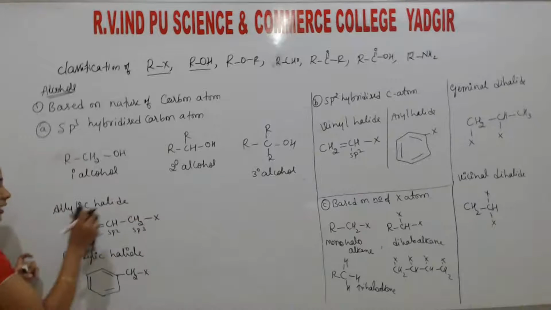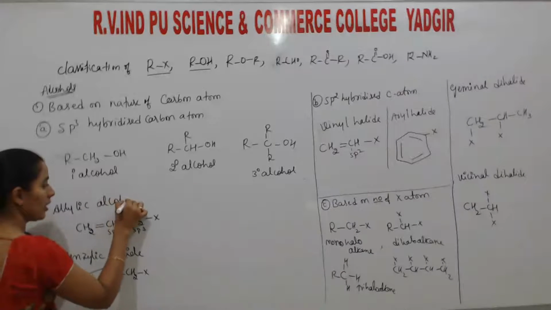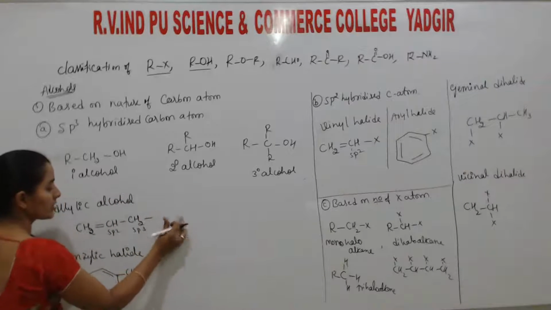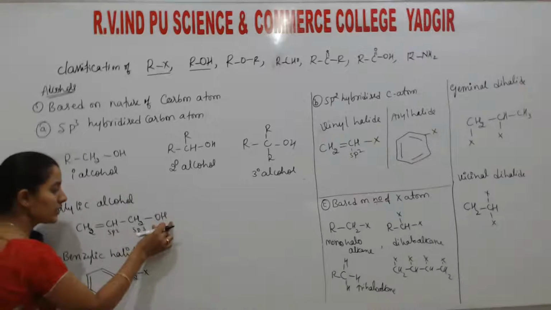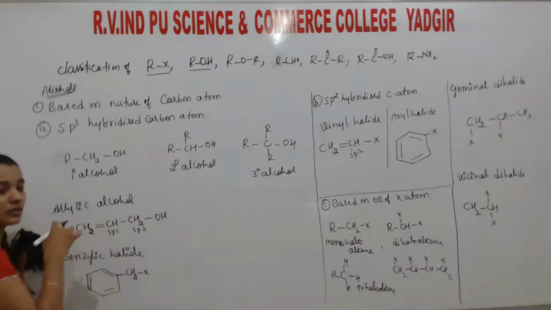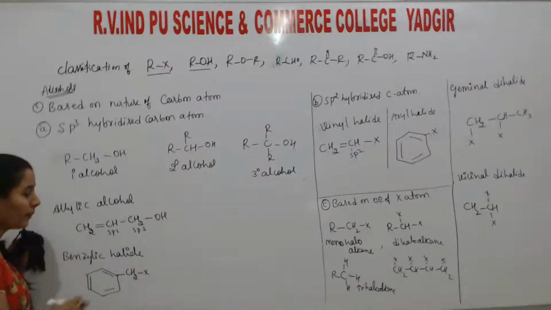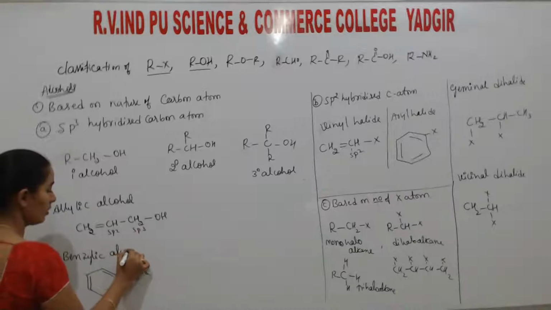And this is also, in the place of allylic halide, we need to take allylic alcohol. Then the only replacement is OH. How do you write? The OH is attached to the sp3 hybridized carbon atom, which is further attached to sp2 hybridized carbon atom, and this is an aliphatic compound. So that's why it is allylic alcohol. This one is, of course, benzylic alcohol.